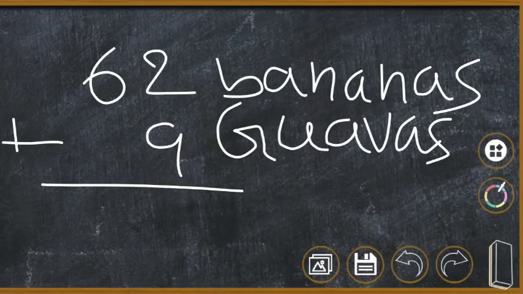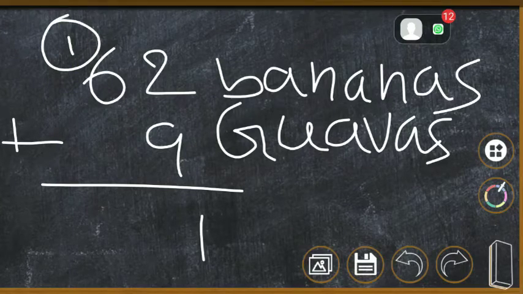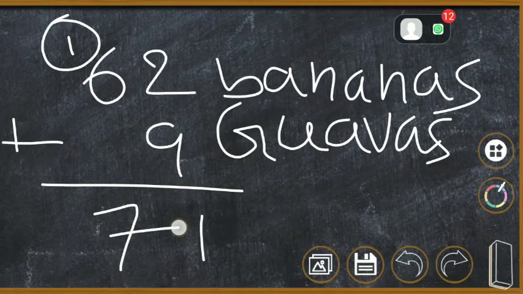Now Sheena has 62 bananas and 9 guavas. Total how many? Now 9 is in your mind. Take 2 fingers. 9 plus 2, 11. One is written in the ones place column and another one is carried forward to the tens place column. Now 1 plus 6 is 7. 71.